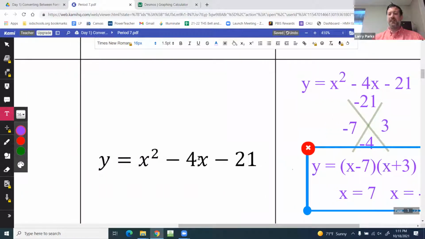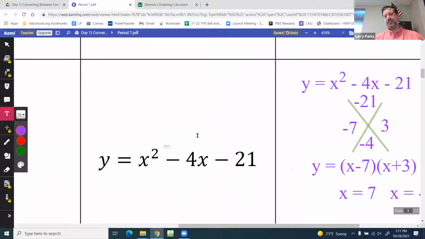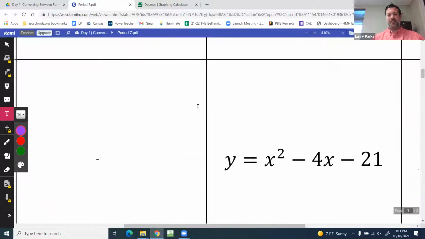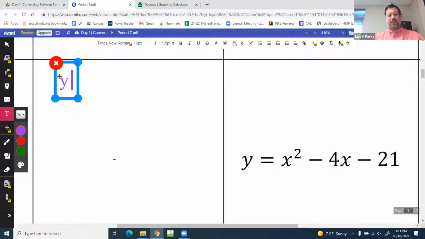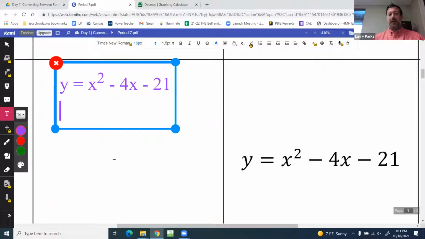Okay, finally, how do you go to vertex form? It's easiest to go to vertex form if you are already in standard form. And there's a couple ways you could do this. You could just graph this and get the vertex. That's probably the easiest way. But the way I would do it is, first copy down the problem. And we are going to identify A is 1, B is negative 4, and C is negative 21. We don't need that for the formula.